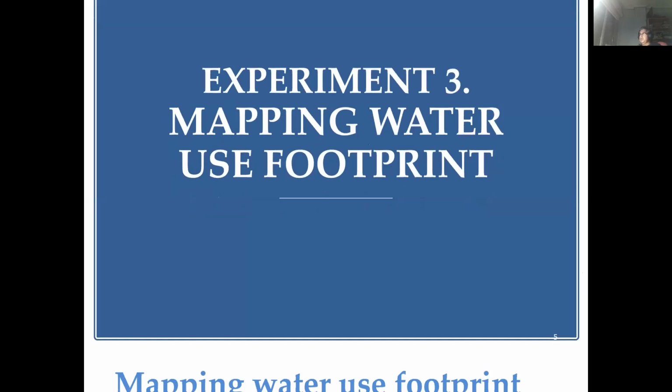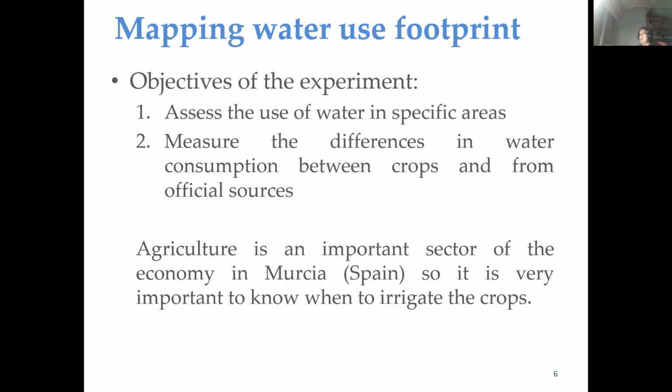Mapping water use footprint. The objective of this experiment is to assess the use of the water in specific areas. We want to measure differences in water consumption between crops and from official sources. We have to keep in mind that agriculture is a very important sector in Europe and more in Spain and even more in the region of Murcia. Here in Murcia, agriculture is an economic engine, so it's really important for us to know when we have to irrigate the crops, so basically when we have to use the water.